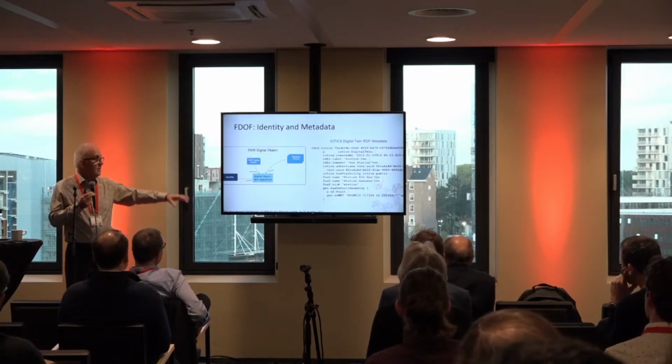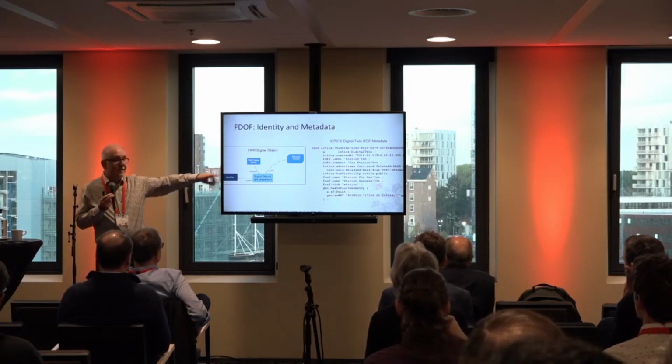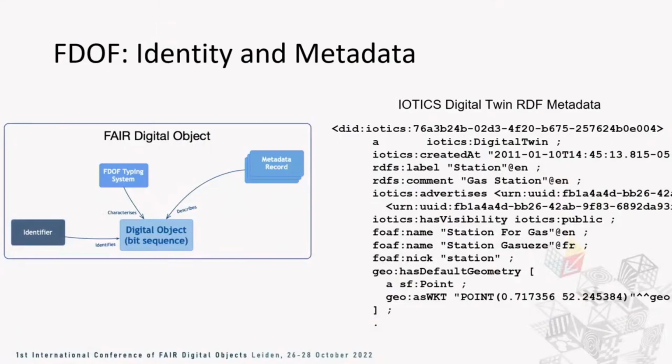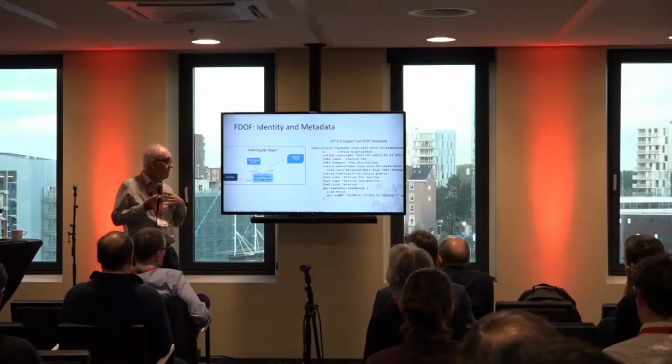So identity and metadata, this is the picture that a lot of people are showing. You've got an identifier which points to something in the real world, this is the real thing. And there's a typing system and there's some metadata records. You might have been there yesterday when I asked the question, why do you need 2 identities for that? I don't think you do, but that's just me.